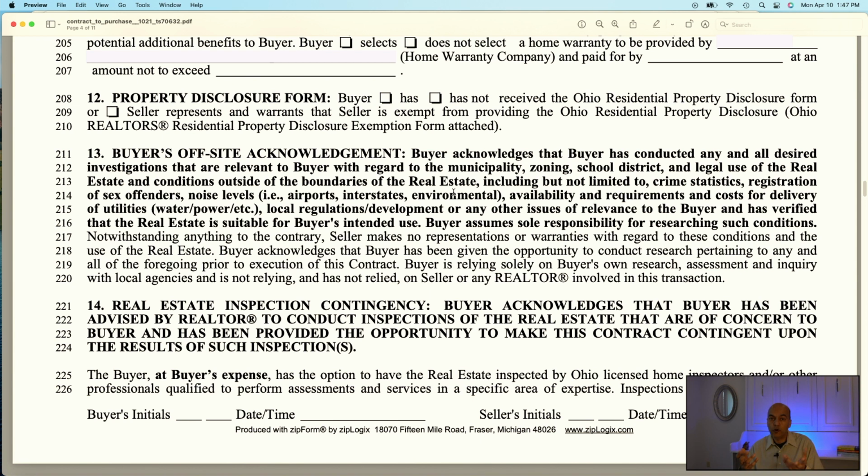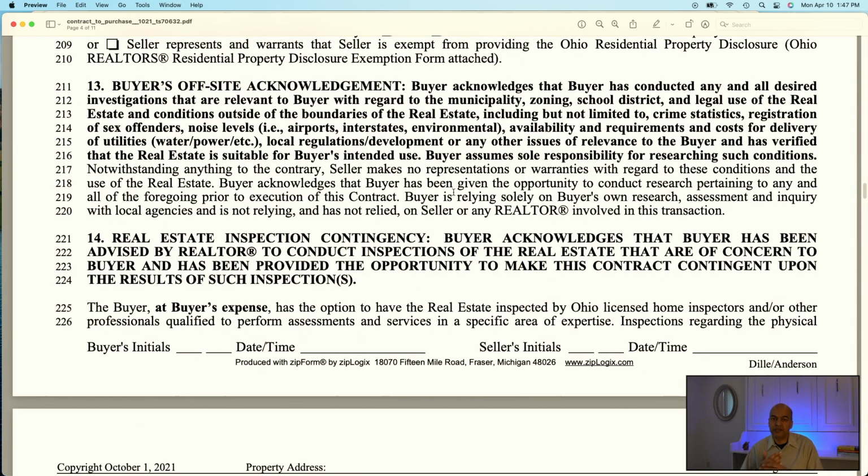Property disclosure form, that's an important form here in Ohio. Seller needs to provide a property disclosure form that states the condition of the property. There are different ways of filling that out. I'll cover that in a separate video. But in this paragraph, the buyer is acknowledging whether they have received it or not. If they haven't received it, it gives them another loophole to get out of the contract. So it's always advisable for the seller to fill that out, make sure that the buyer gets it.